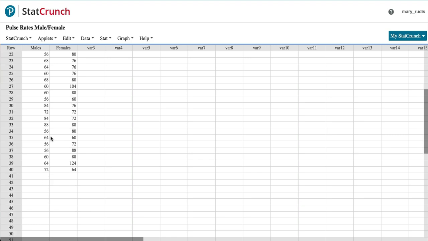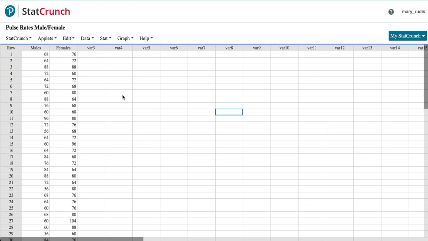It's just a random sample of 40 males and 40 females and their pulse rates. And the first thing that I want to do, because our lesson really has to do with measures of relative standing and how to compare values from one data set to another, or maybe just how do you compare a value to what is expected in its distribution. So measures of relative standing is our topic.